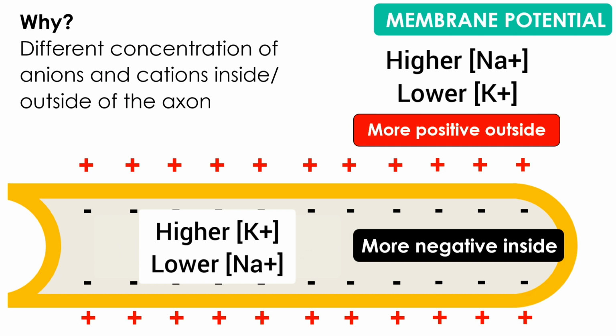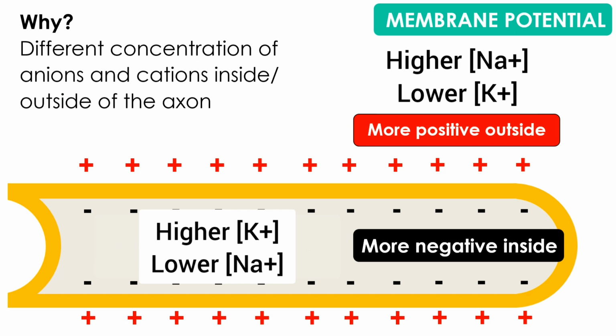When the axon membrane becomes more permeable to either one of these ions, the movement of the positively charged ions will cause either side of the membrane to have more positive charges or less positive charges. Having less positive charge is also referred to as more negative. The movement of the charged ions thus creates voltage that we call membrane potential.